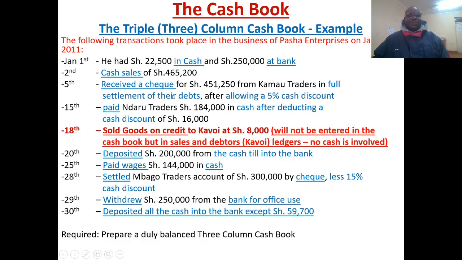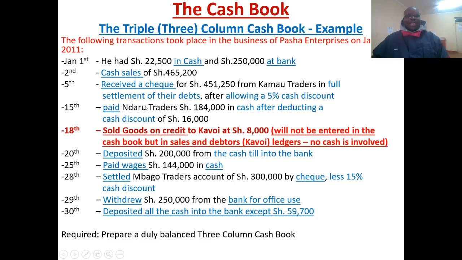Pasha Enterprises in January 2011 had the following transactions. It had 22,500 in cash and 250,000 shillings at the bank. They had cash sales of 465,200. They received a check on 5th for 451,250 from Kamau Traders in full settlement of their debts after allowing a 5% cash discount.